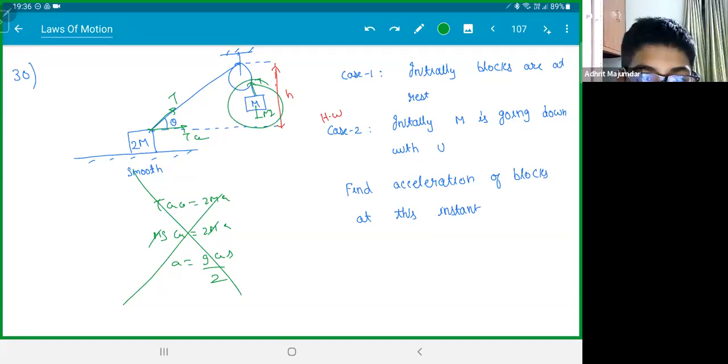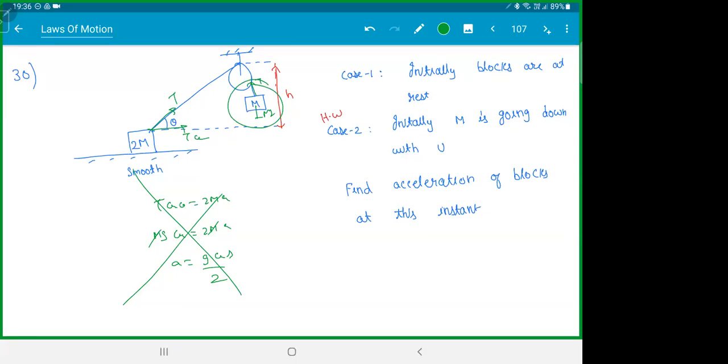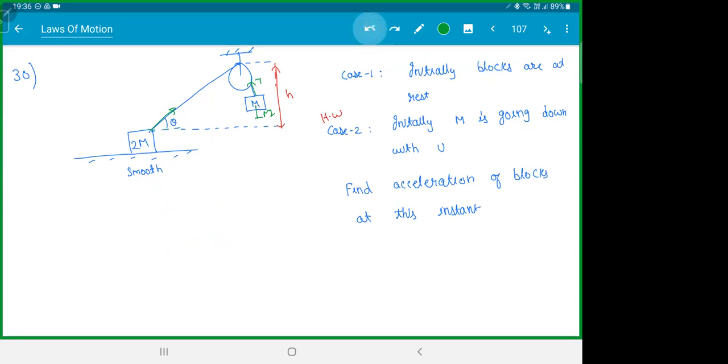Niranjan? Sir, T is not equal to mg. Yes, T is not equal to mg. आपने assume कर लिया यहाँ पे this block is at rest. You're getting the mistake. T is not equal to mg. If you're saying the 2m block is moving, meaning capital M is also moving, na? That was a mistake.